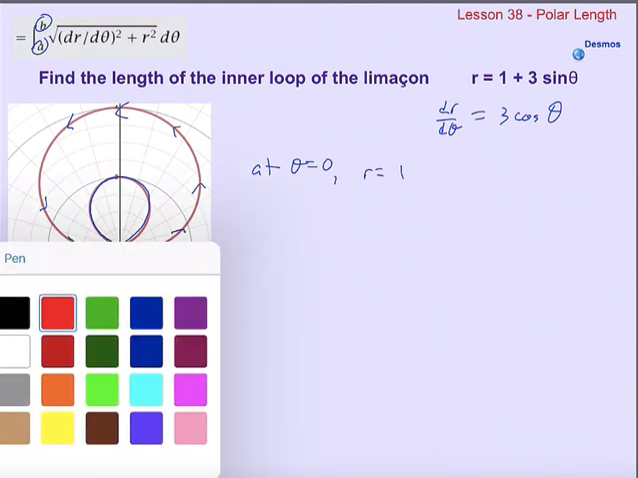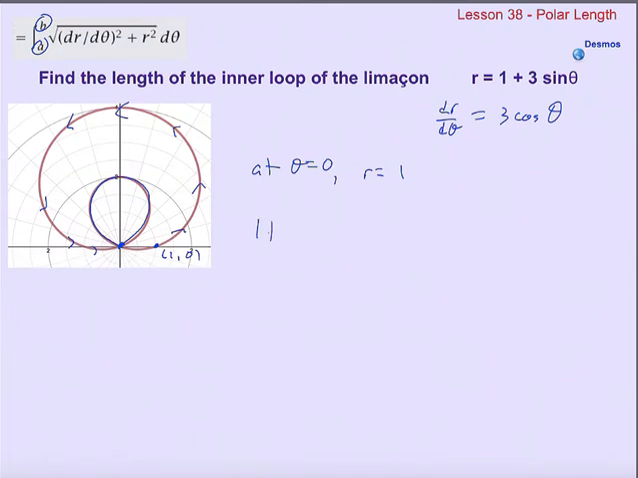So again, we are looking for when does 1 plus 3 sine of theta equal 0? And we're going to see this one's irrational. If we get sine of theta by itself, we're looking for when sine of theta equals negative 1 over 3. And to be honest, you're not expected to know that off the top of your head.